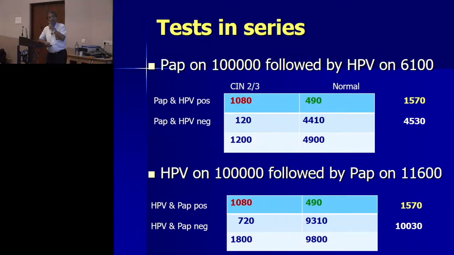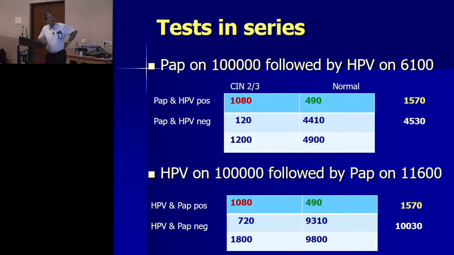Second one, couldn't understand. Pap and HPV both negative. Yeah, but the 6,100 all are positive for pap. All are pap positive, because we have taken only the positives. So yeah, this is a mistake. I need not have put this here, but I left out the pap positive.